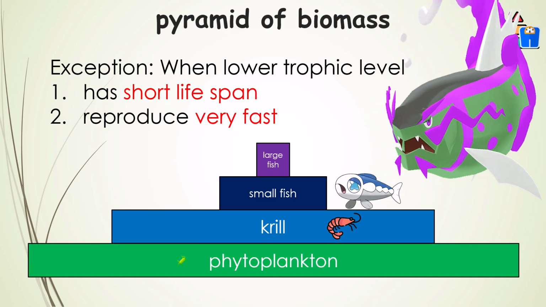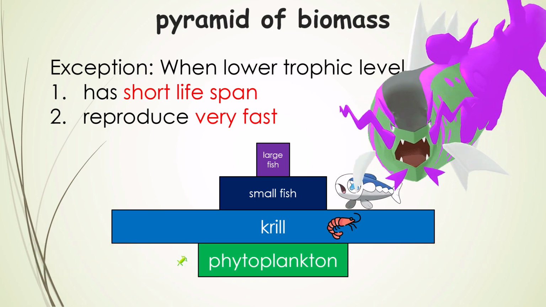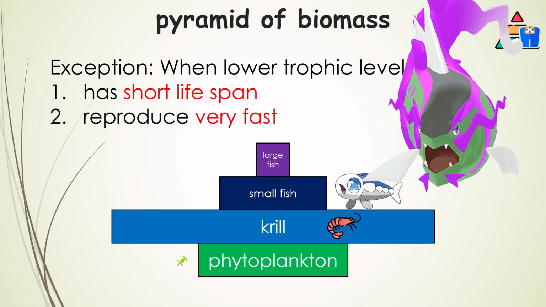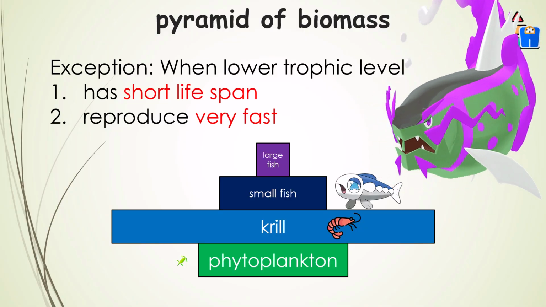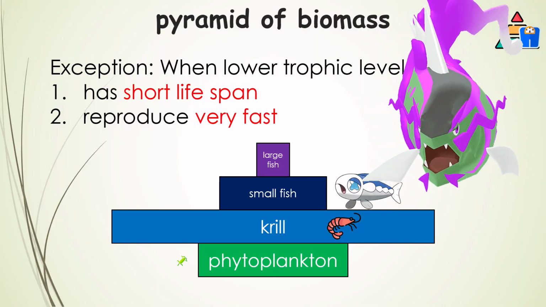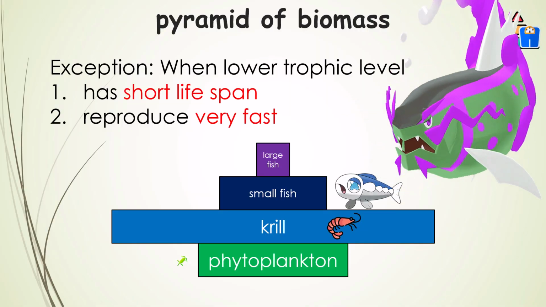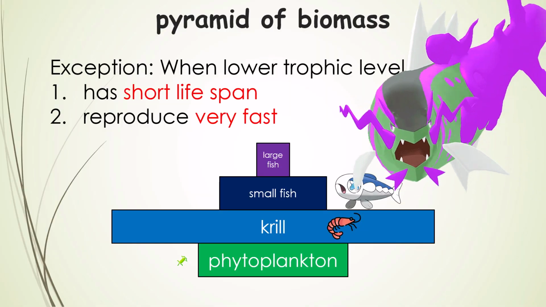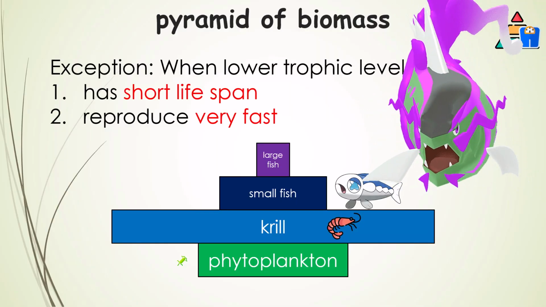Therefore, when a study of biomass is carried out, the biomass of phytoplankton can appear to be lower than that of krill, even though they generate sufficient energy for the entire food chain. This is because they reproduce very rapidly, and many that are eaten go undocumented.